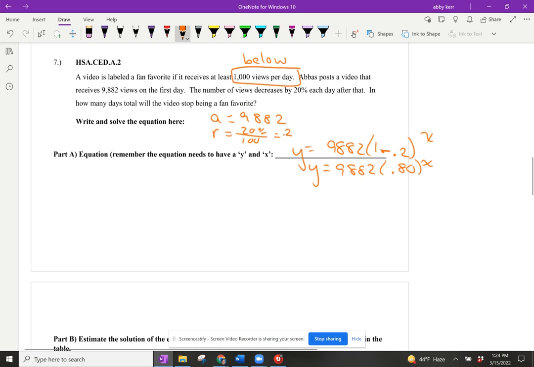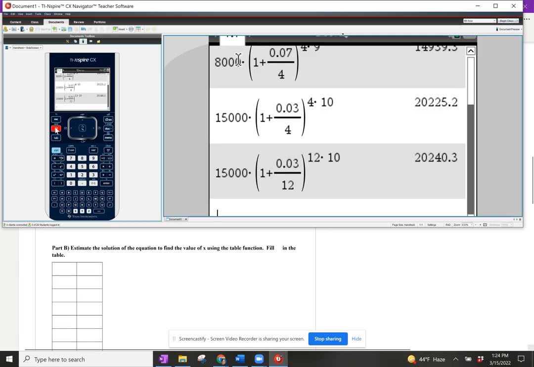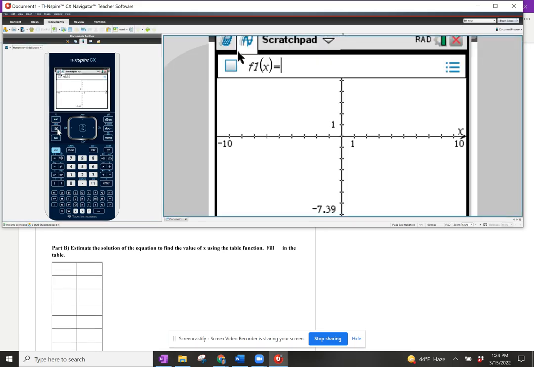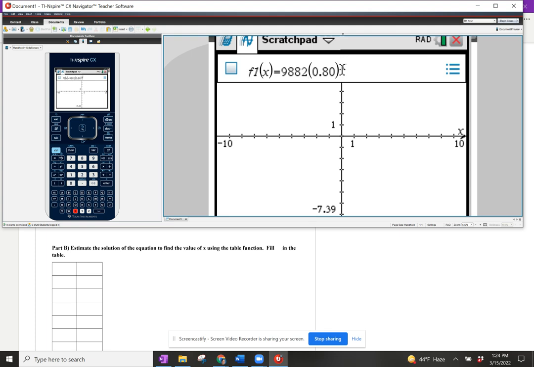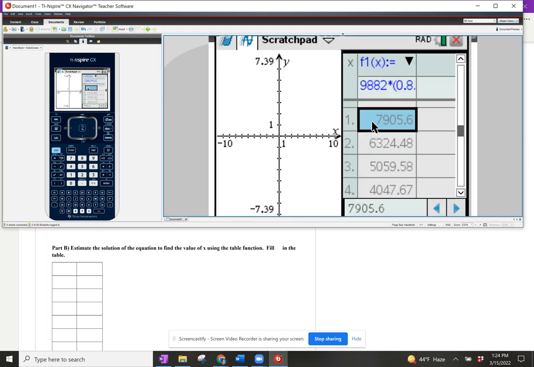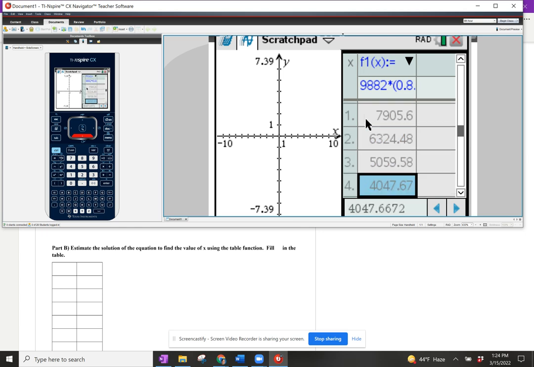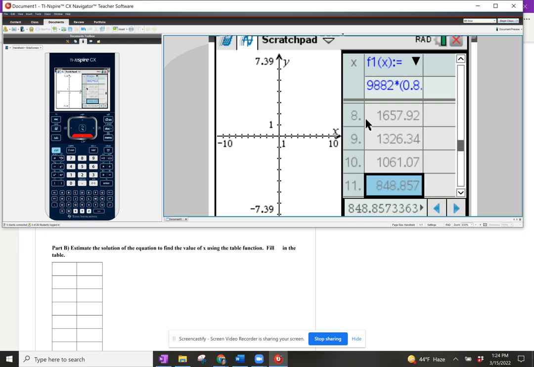Now you need to put that into the calculator. Remember, this is when you use the graph. Make sure you use an exponent of x and then Control T. So day 0, that's how many views the video has. Day 1, this is how many views. Day 2, day 3, day 4. Remember, we're looking for below 1,000. We're going to have to keep going.